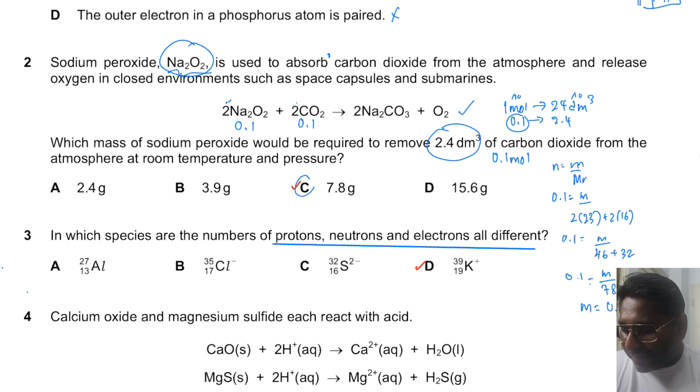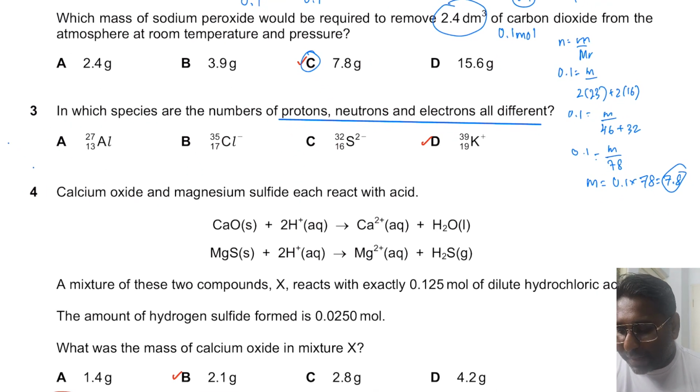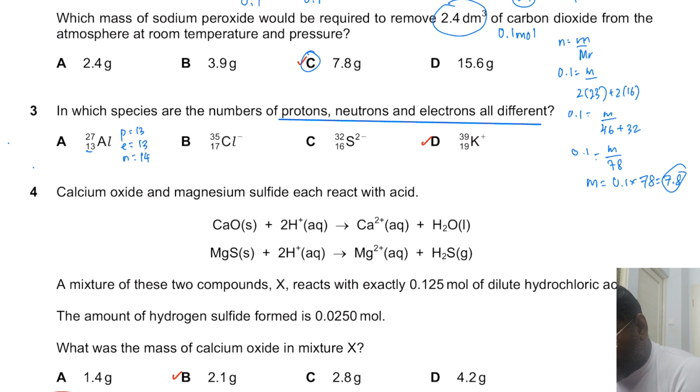So the next question is, in which species are the numbers of protons, neutrons, and electrons all different? So we just look over here. Proton is going to be 13. We look over here, so electron must be the same, 13. And neutron is the difference, so 27 minus 13. That's going to be 14. They want all different, so this cannot be the answer. So if you look over here, proton is 17.